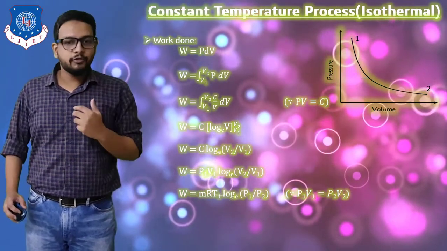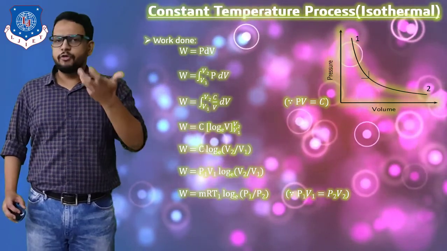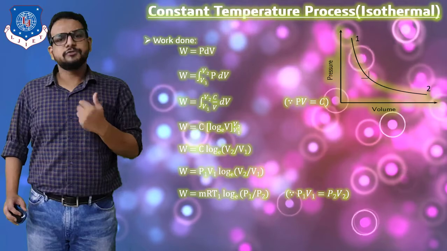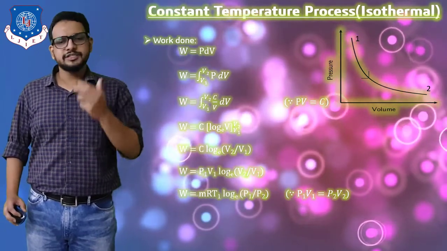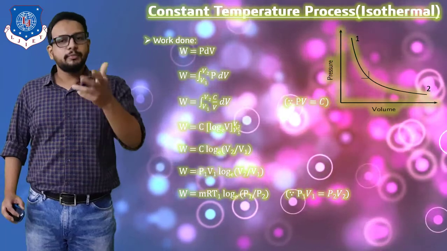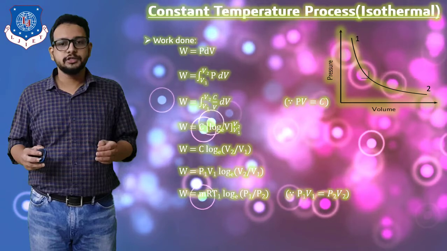You can use either of the formulas depending on the data available in numericals. If volume is available, then we can use our first formula in terms of volume. If pressure is available, then we can use our second formula, which is in terms of pressure, to determine work output. Now next we need to see change in internal energy.